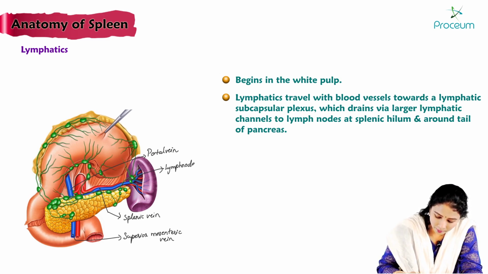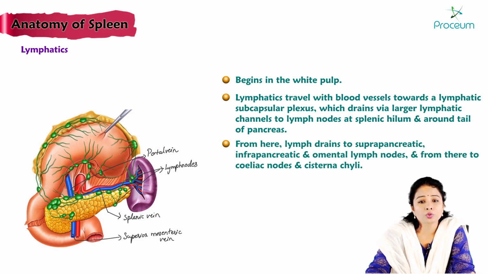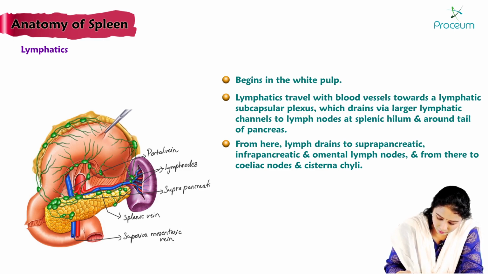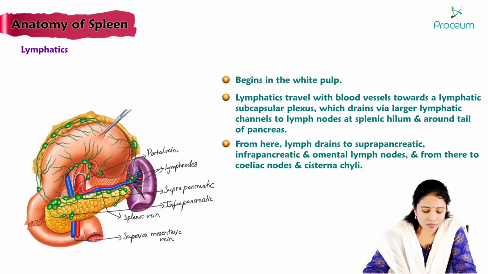Lymph nodes at splenic hilum and around the tail of pancreas. So from here the lymph drains into suprapancreatic and infrapancreatic lymph nodes. From here we can see the lymph nodes are suprapancreatic, and here are infrapancreatic, and also drains into omental lymph nodes which are on the posterior side of the stomach.